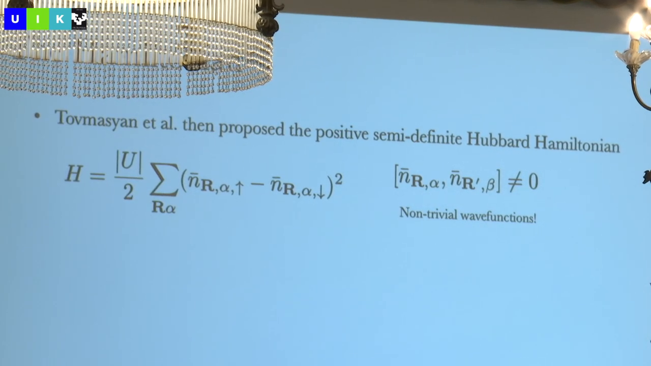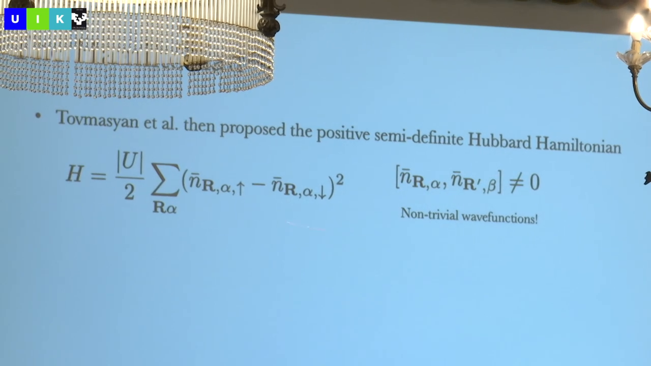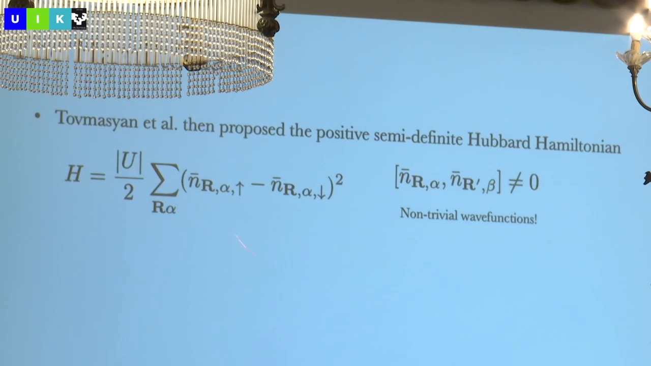Now, this is a positive semi-definite Hamiltonian, meaning this is a square of something. This is positive. So this only has non-negative eigenvalues. So if I find a zero eigenstate of this Hamiltonian, I found a ground state. Okay? So that's the power of these Hamiltonians.